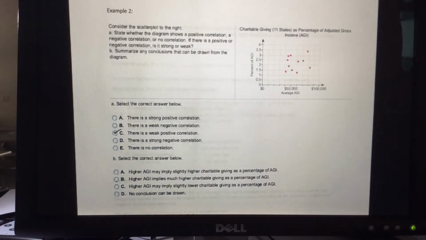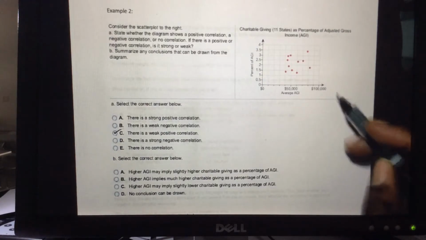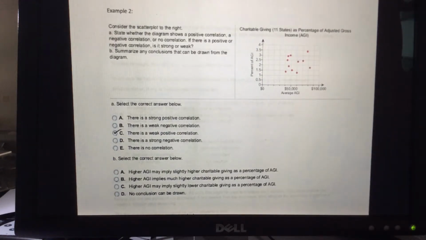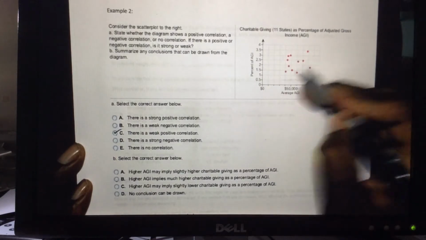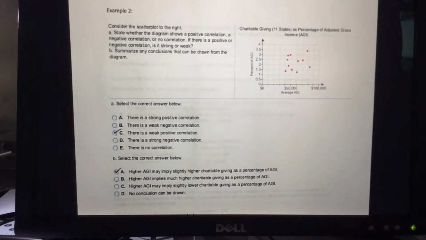Summarize any conclusions that can be drawn from that diagram. And in this case, if you have a higher adjusted gross income, or AGI, that might imply a slightly higher charitable giving as a percentage of AGI. It's just slightly higher because it's a weak correlation. Okay.